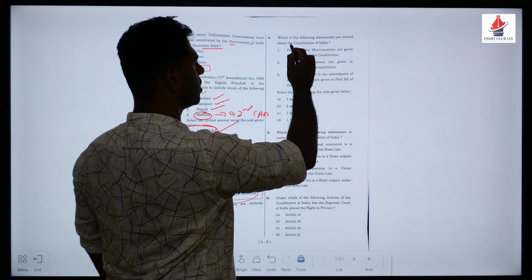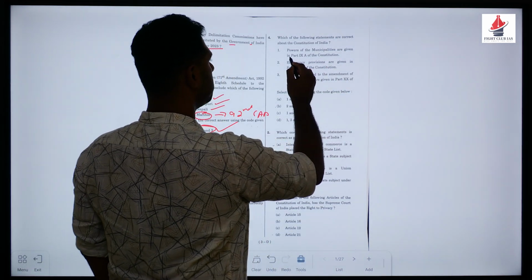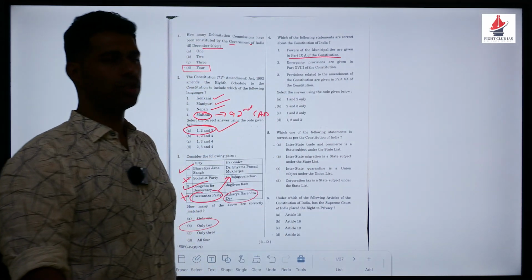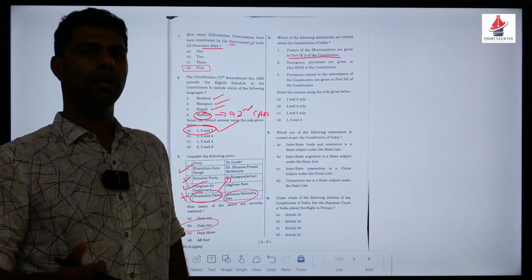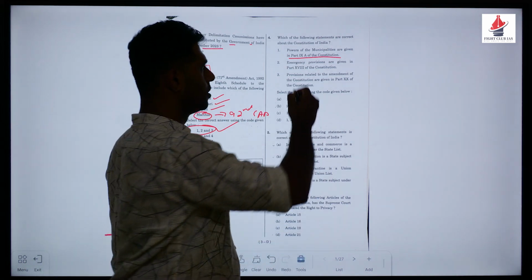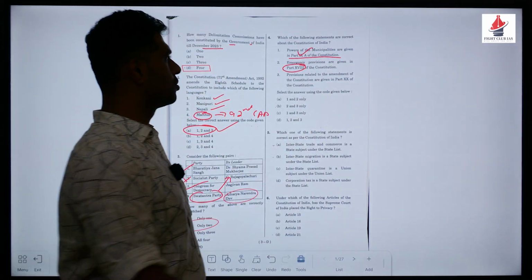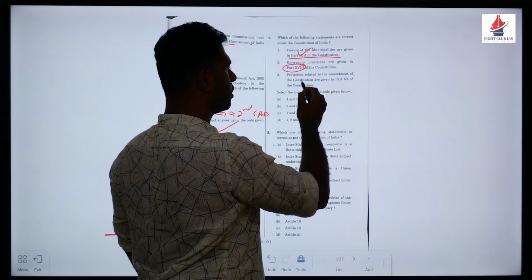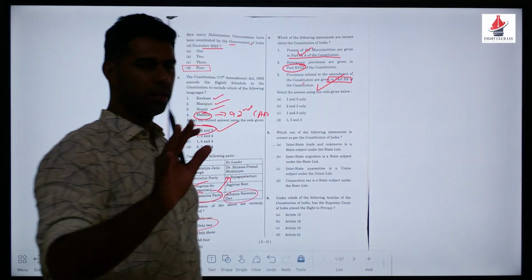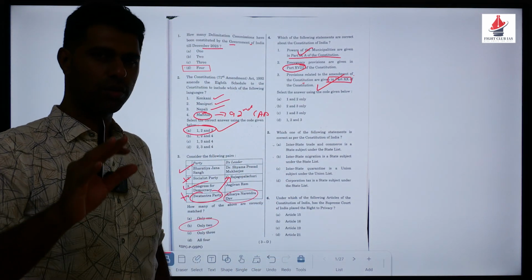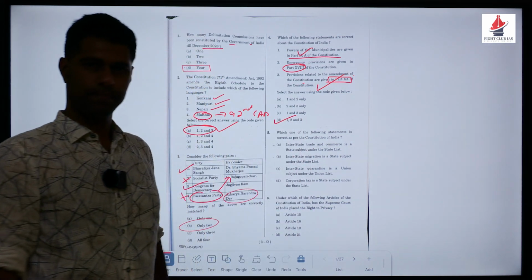Which of the following statements are correct about the Constitution of India? Powers of the municipalities are given in Part 9A of the Constitution. Yes. So the 73rd and 74th Amendment added Part 9A to the Constitution. Right? This is correct. Emergency provisions are in Part 18 of the Constitution. Yes. This is also right. Provisions related to the amendment of the Constitution are given in the Part 20 of the Constitution. This is also right. I know it's a bit difficult question because UPSC has gone into asking the parts, but all 3 options are correct.